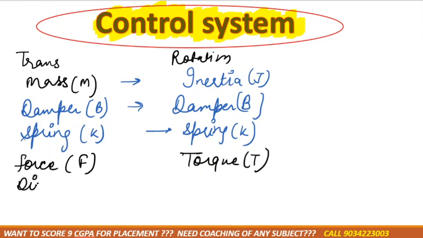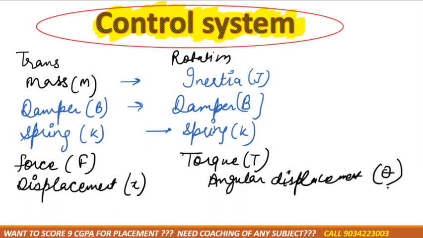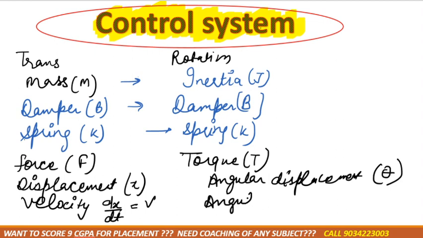In the translational motion, we represent displacement by x, and in rotational we represent angular displacement. Okay, angular displacement is represented by theta. Here we represent velocity, that is dx by dt is equal to v, and here we represent angular velocity by omega, that is d theta by dt.